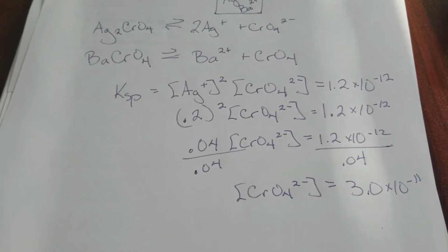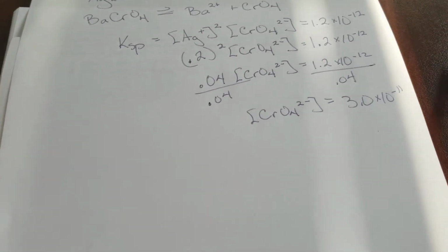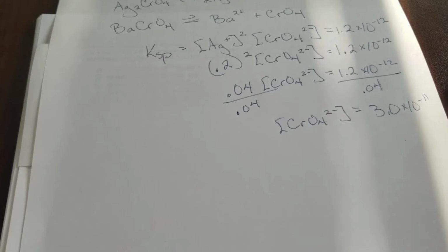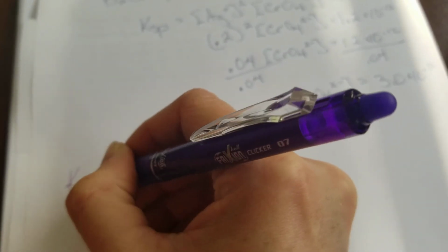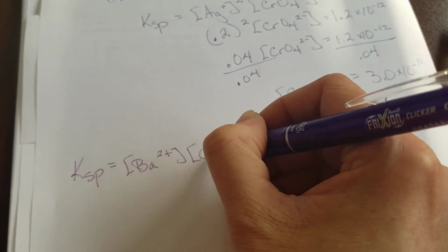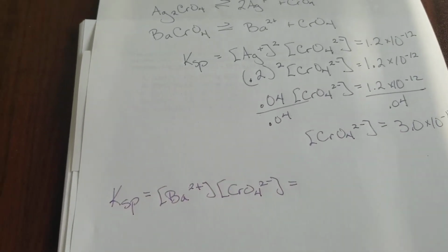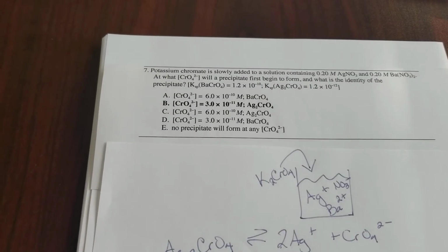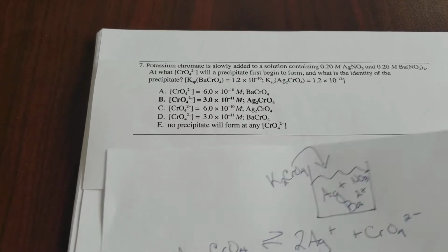So now I'm going to do the same thing, but for barium. I already have my barium expression. So I'm going to do the same general idea where I can look up the KSP for my barium chromate. So there's my barium, there's my chromate. I have a KSP value for that. I guess I need to move my page so I can look at what it is. 1.2 times 10 to the negative 10.